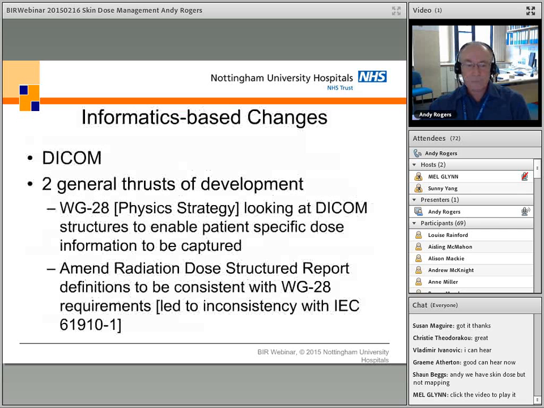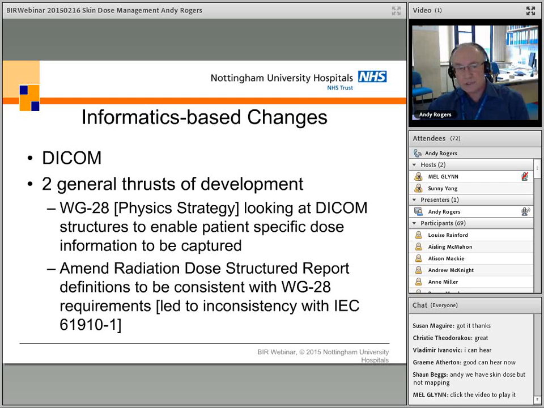So that's my informatics stuff. In terms of IC, finally, in terms of DICOM, we've already seen how the radiation dose structured report is being amended, and actually there's a working group 28, and it would be great if IPEM could get someone on this. And this is looking at DICOM structures to enable patient-specific dose.